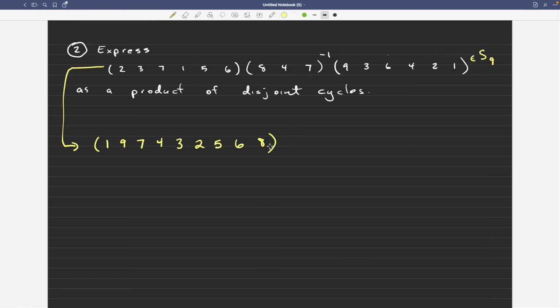It wraps around. So I said to write this as a product of disjoint cycles, but if you only have one cycle, it's sort of vacuously true that it's a product of disjoint cycles, because there are no other cycles to multiply by. It's just a single cycle. So this is the answer here. That works.